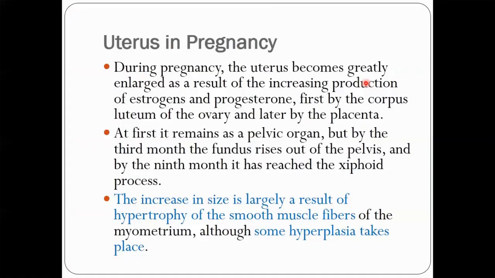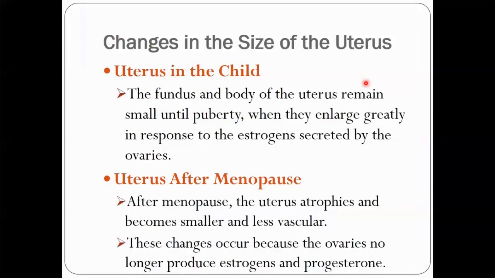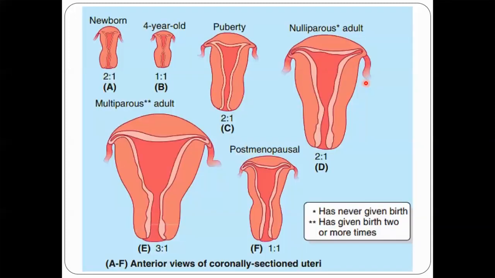وهذه برضه new pictures showing changes in the size of the uterus. هنا النسب هذه 2:1 1:1 representing the percentage or the ratio between the body of the uterus and the cervix of the uterus. In newborn, the ratio between the body and the cervix is 2:1. 4-year-old female 1:1. At puberty 2:1 مرة تانية.